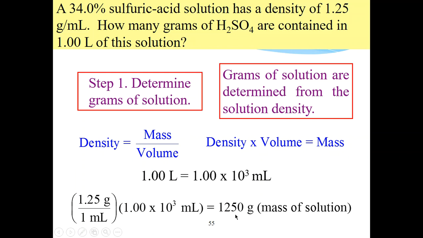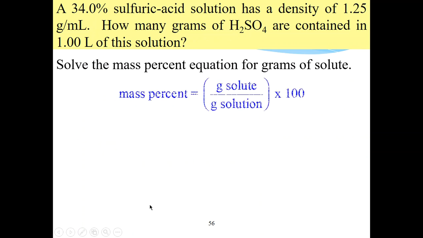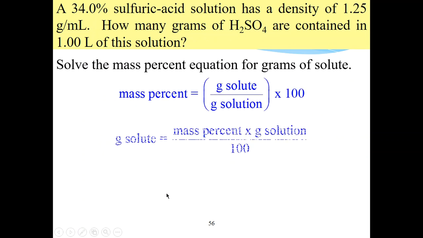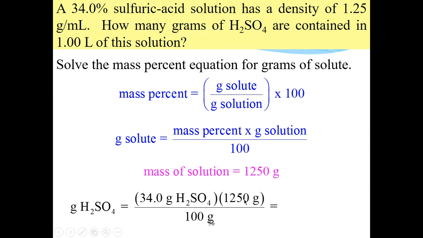But remember, the question is not asking for the mass of the solution. The question is asking for the mass of the solute, the sulfuric acid. So in order for us to get that, we take the mass of the solution and we multiply it by the percentage according to this expression right here. So the grams of the sulfuric acid will be equal to the mass of the solution multiplied by the 34% of the sulfuric acid in the solution, and the result would be the mass of the solute, which in this case is equal to 425 grams.